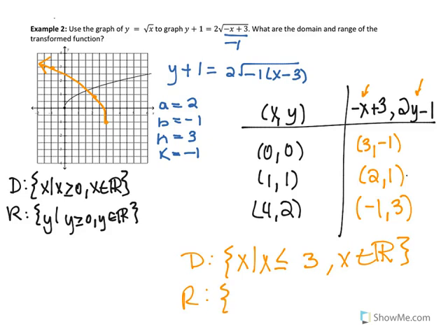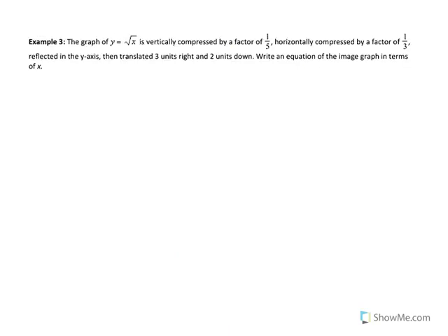And our range has to be greater than or equal to -1. So that is combining some points. Now we're going to work backwards. We want to take a graph. Nope, just kidding. We're going to make an equation.